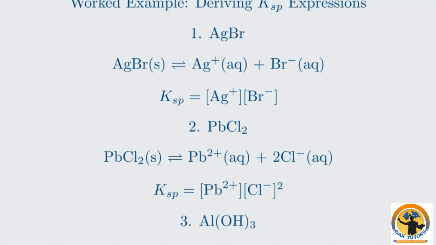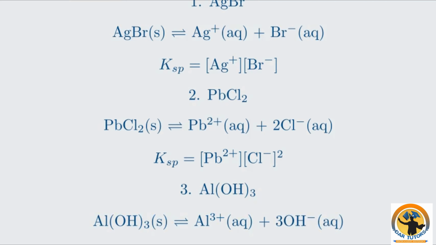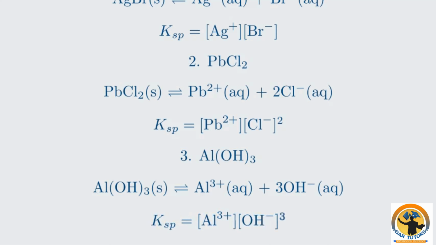Finally, let's look at aluminium hydroxide, Al(OH)3. This dissociates into one Al3+ ion and 3 OH- ions. The coefficient for hydroxide is 3, so the KSP expression is Al3+ times OH- cubed. Remember to always include the stoichiometric coefficients as exponents in the KSP expression. Now that we know how to write KSP expressions, how do we use them?